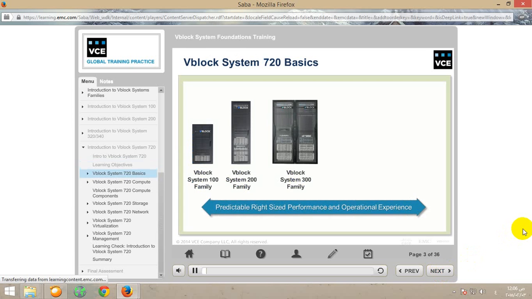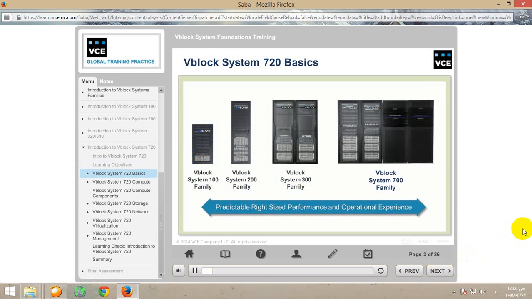The V-Block System 720 is the highest capacity V-Block system offering. It is similar in many ways to the capabilities of the V-Block System 320 and V-Block System 340, except, as you will learn in this section, it offers dramatically greater capacity.